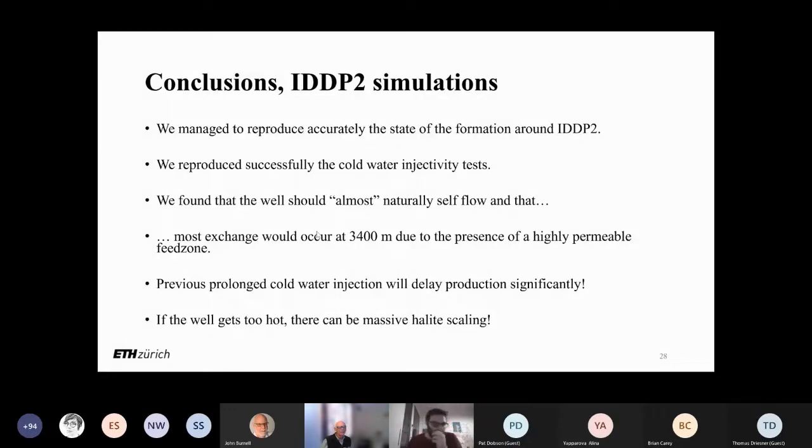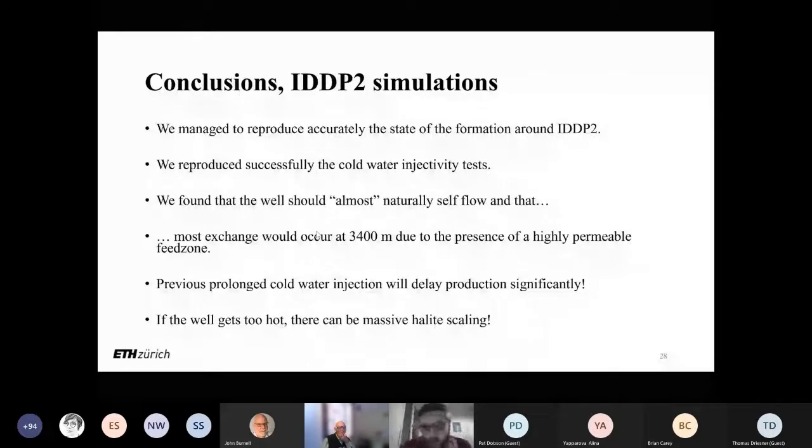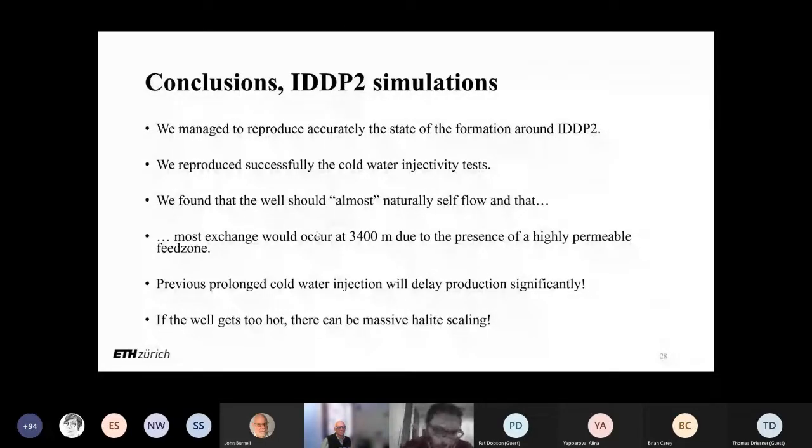So in conclusion, we managed to reproduce accurately the state of the formation around IDDP2. And then we successfully reproduced the cold water injectivity test, to calibrate the feed zone permeabilities. And we found that the well should almost naturally self-flow, and that most exchange will occur at 3,400 meters because of the presence of a highly permeable feed zone. But because of the previous cold water injection, the production will be delayed significantly, because we need to wait for the formation to warm back up, and this can take years.